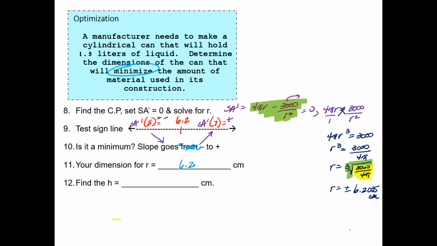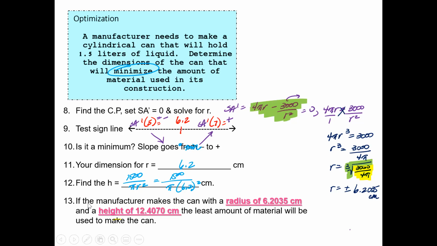Then if you need to find the height, you're going to have to go back to the last page, where we actually did find h, and h was 1500 over pi r squared. So plug in the r, that's going to be 1500 over pi times 6.2 squared. Use your calculator and you'll be able to find that if the manufacturer makes a can with a radius of 6.2 centimeters, the height is going to be 12.4 centimeters, which is the least amount of materials that will be needed to make the can itself.